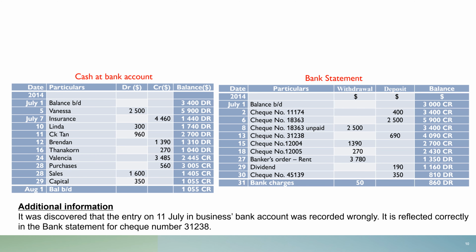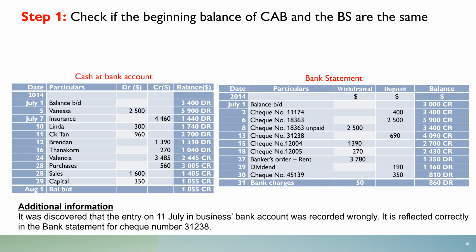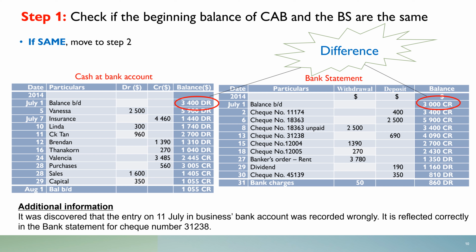There are 5 steps to prepare an updated cash at bank account and bank reconciliation statement. The first step, check if the beginning balance of the cash at bank account and the bank statement are the same. If the beginning balances are the same, we can move on to step 2. Looking at the sample here, the cash at bank account and the bank statement, we found that the beginning balance of the cash at bank account is 3,400, while the beginning balance of the bank statement is 3,000. So they are different.